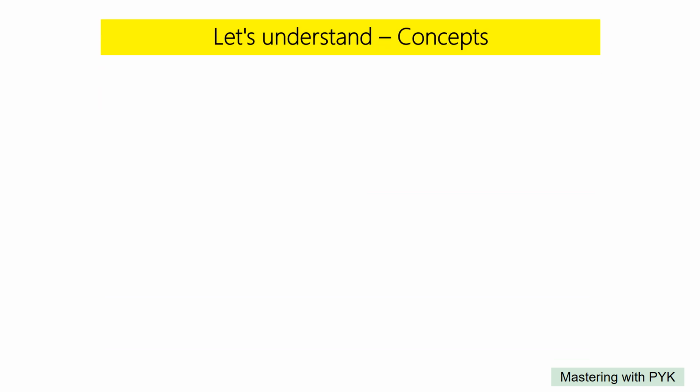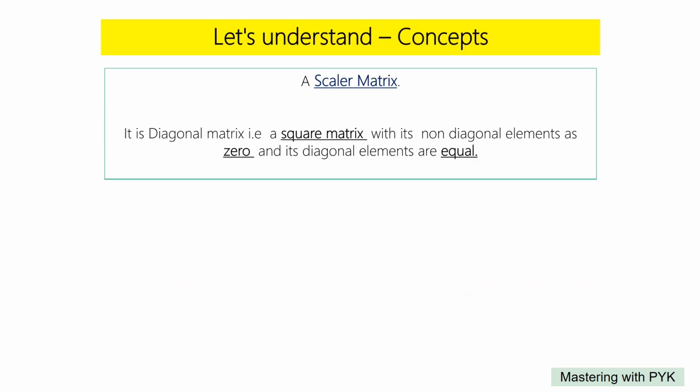So let's understand a scalar matrix. How do we define a scalar matrix? A scalar matrix has to be a diagonal matrix. Therefore, it has to be a square matrix. All its non-diagonal elements would be 0 and the diagonal elements have to be equal.